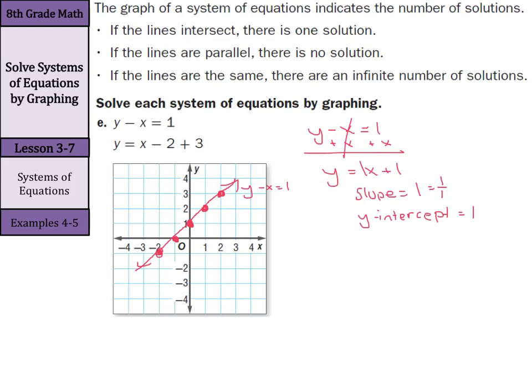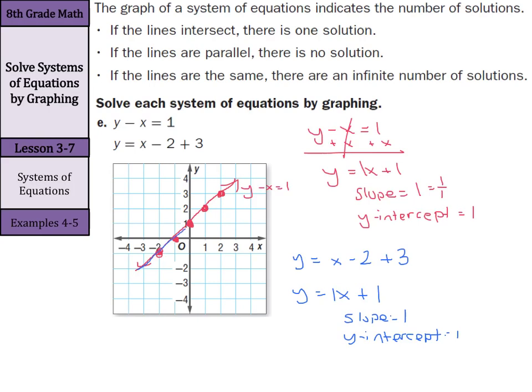Now, let's look at our next equation. y equals x minus 2 plus 3. Let's simplify this. Negative 2 plus 3 is a positive 1. Wait a minute. We just graphed that. We have a slope of 1. We have a y-intercept of 1. It's the same equation. It's y equals x plus 1 all over again.